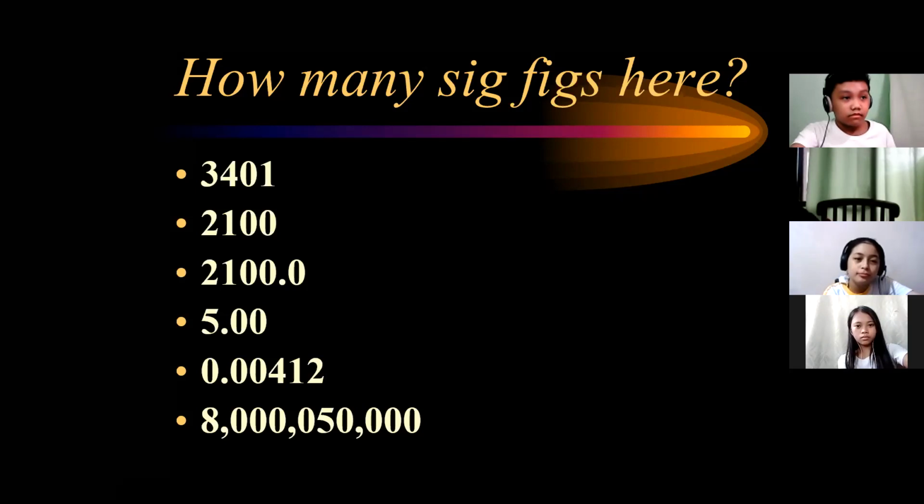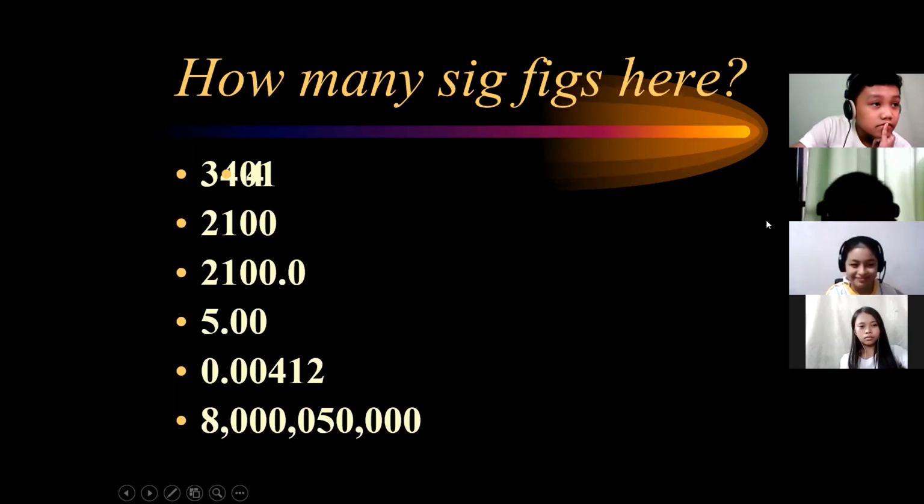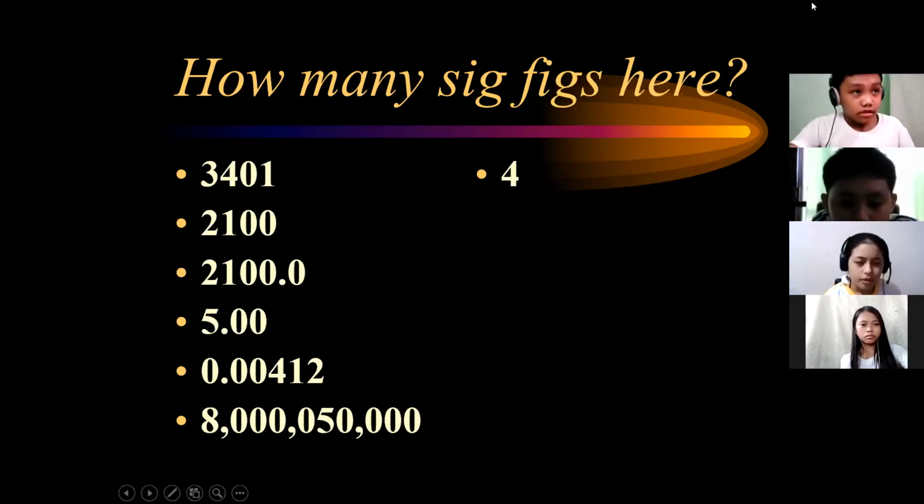Chloe, what's the answer here? How many significant figures are there in 3,401? 4. Very good. Thank you, Chloe. The answer is 4. How about 2,100? Charles, how many significant digits are there in 2,100? The answer is 2. Correct.